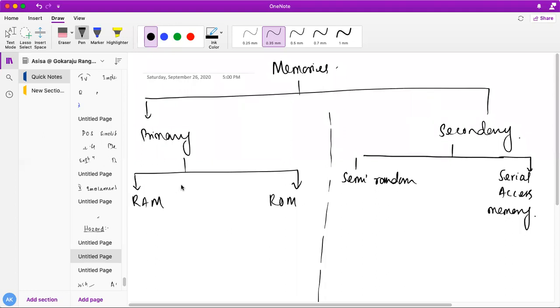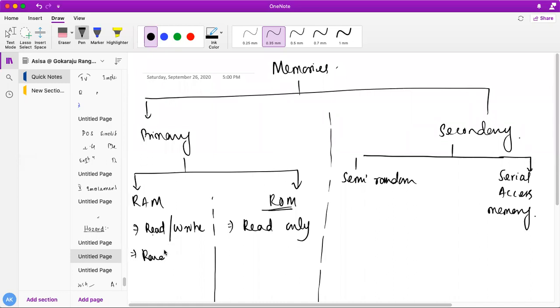Let me explain what RAM is. RAM is random access memory, which can help in read as well as write. But ROM is read only memory. With RAM you can read from the memory and write also, but in ROM we can only read from the memory. It is random access.